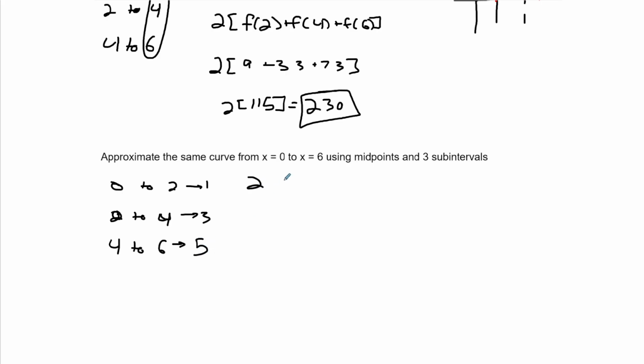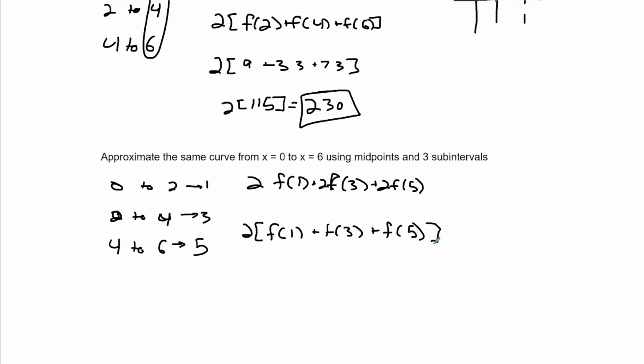So what we're going to have is 2 times f of 1 plus 2 times f of 3 plus 2 times f of 5, right? So this would then be 2 times f of 1 plus f of 3 plus f of 5, right? So this would then give us 2 times 3 plus 19 plus 51, and then that would give us 146, right?